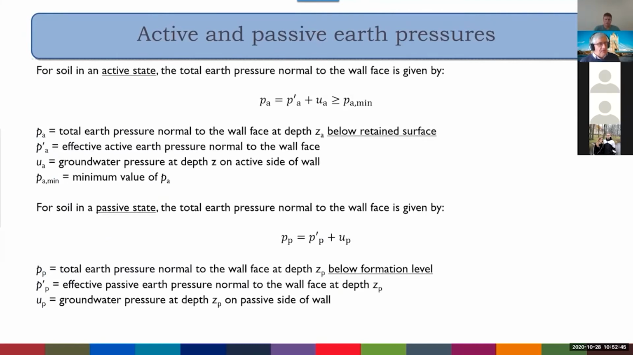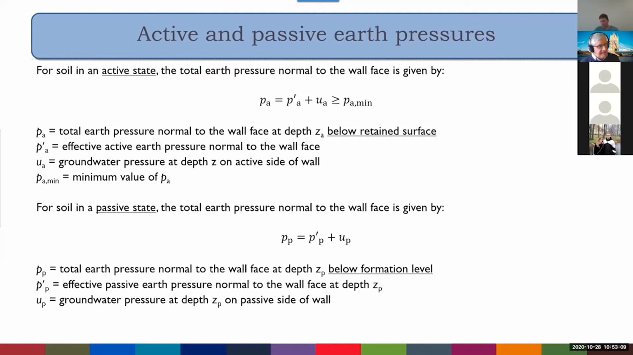So for soil that is in an active state, we have a formula which is how it'll appear in the second generation of Eurocodes, but you'll find it in any standard textbook. It's nothing unique to the Eurocode, which says that the total pressure on the wall at a particular depth is equal to the effective pressure plus the water pressure at the same depth.